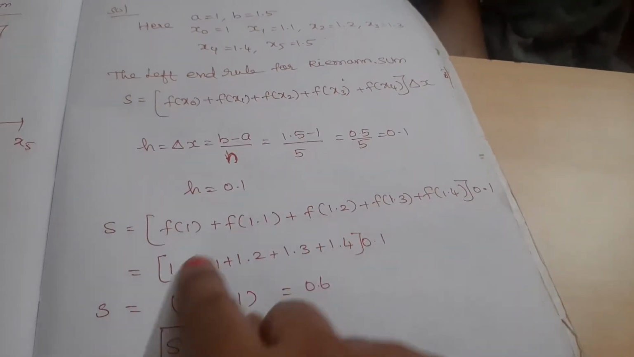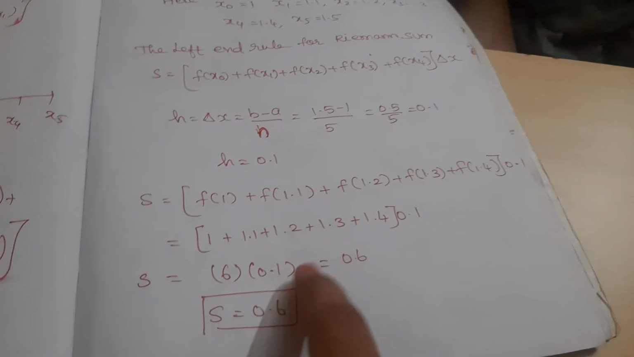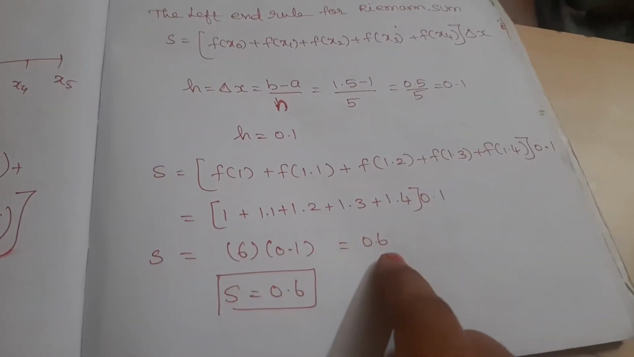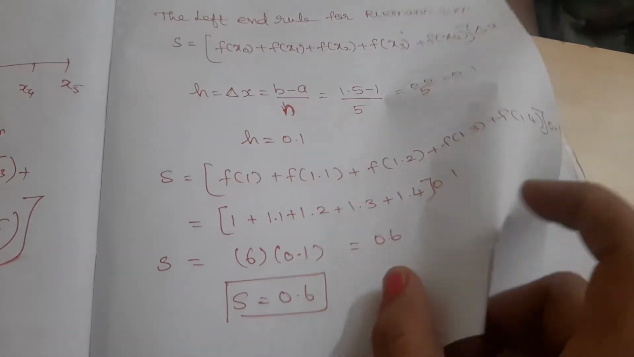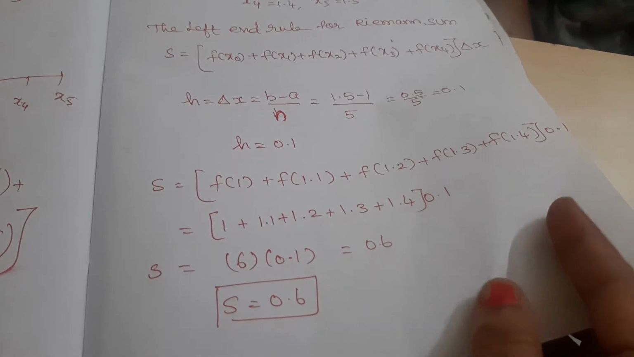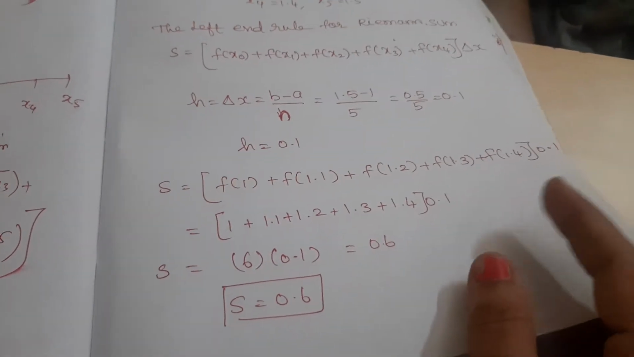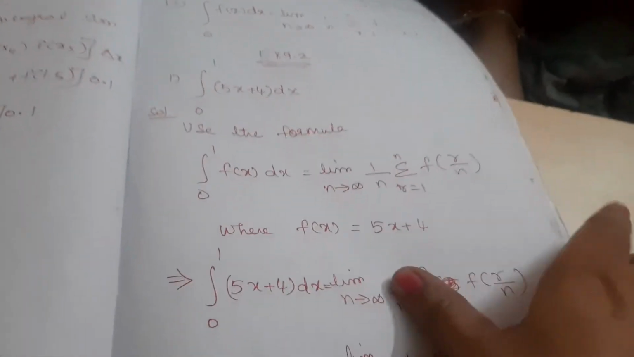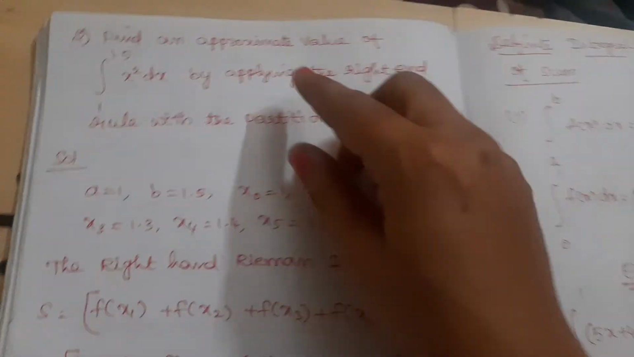If you add all these numbers, you will get 6. 6 into 0.1 is 0.6. Therefore, the Riemann sum for the given integration is 0.6. Now we will discuss the next problem.